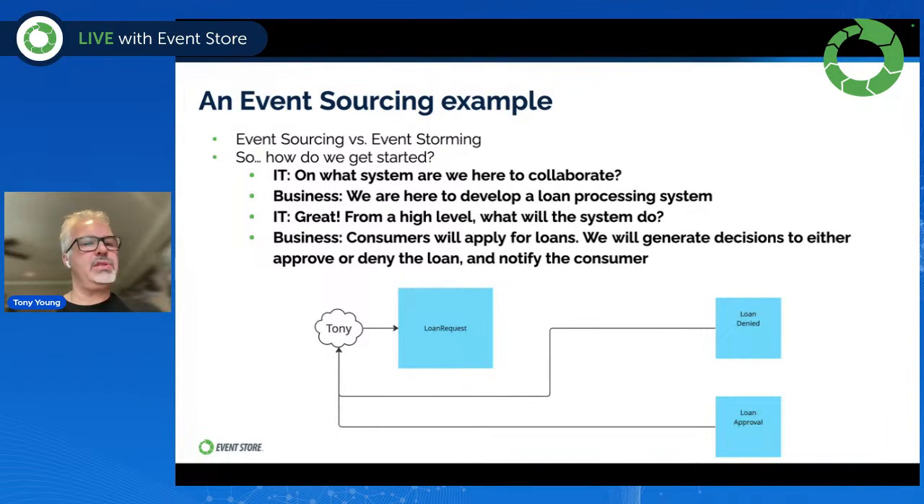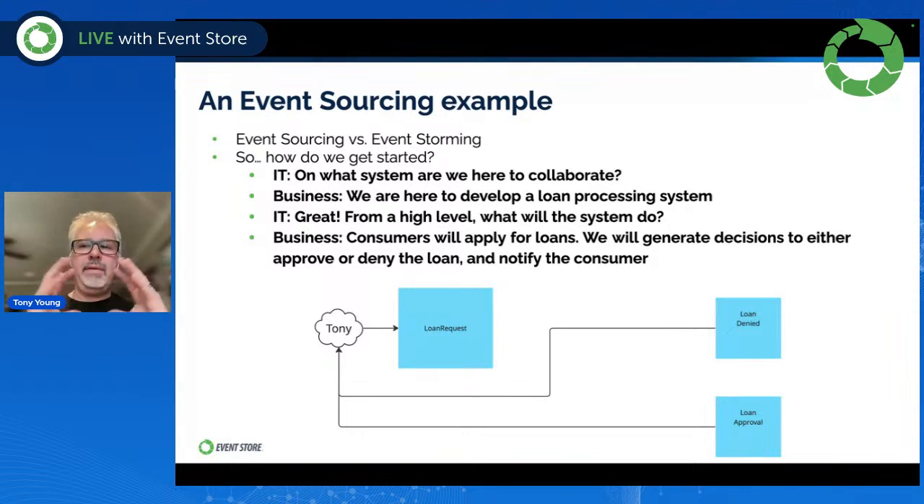So how do we get started with this? The best way is the simplest way, and the simplest way is to ask really open-ended questions. What are we here to collaborate on? Your business people will reply and say, well, we're talking about building a loan processing system. Okay, great. Well, from a high level, what do we want our loan processing system to do? Well, we have consumers. So you can see Tony, the actor, sitting here in the cloud that's going to apply for a loan. And our system will then generate decisions to either approve or deny that loan, and then head on back and notify the customer.